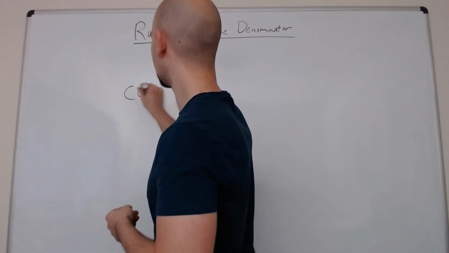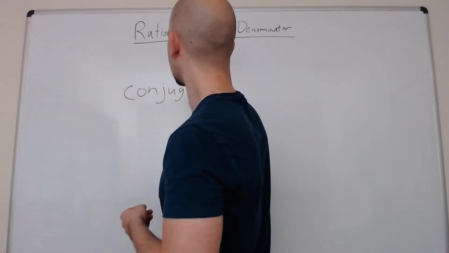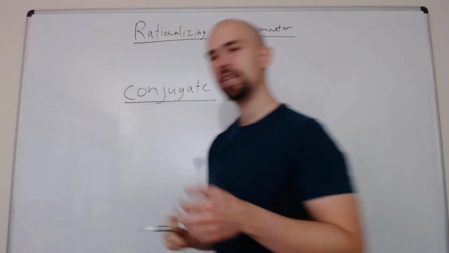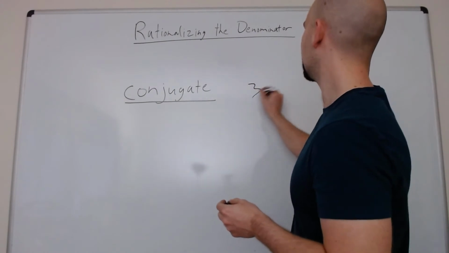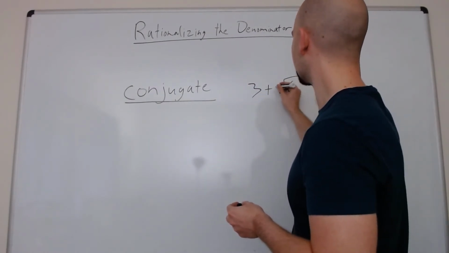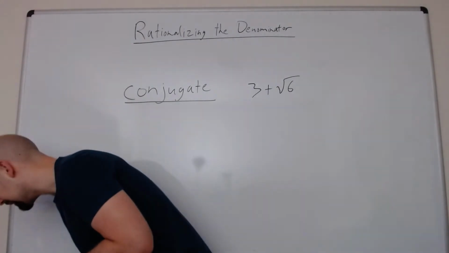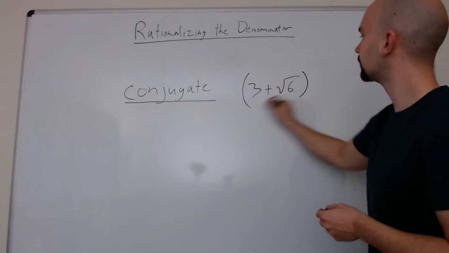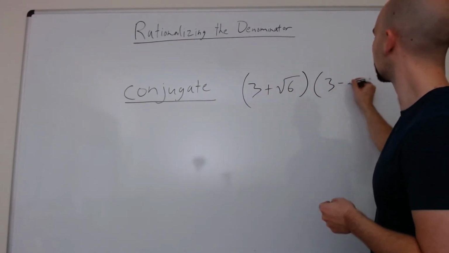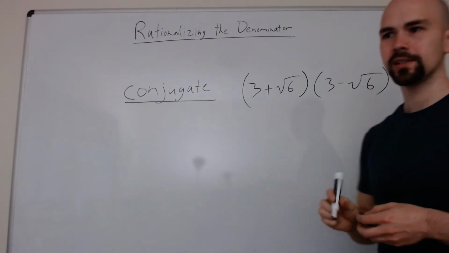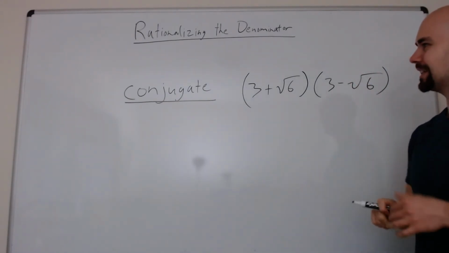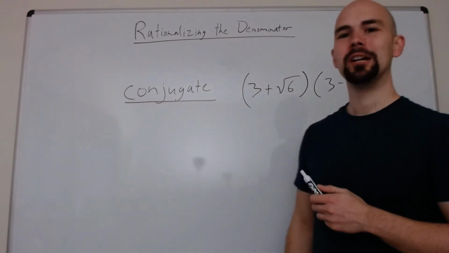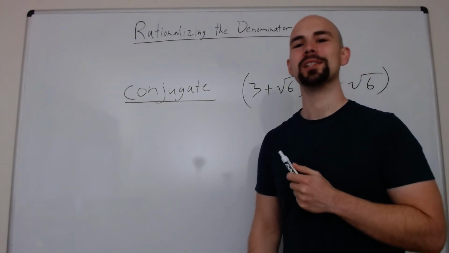So a conjugate: the conjugate of our denominator, 3 plus the square root of 6, is going to be 3 minus the square root of 6. These are conjugates. And what a conjugate does is it's going to be a factor you can multiply your number by in order to get no square roots as your product.